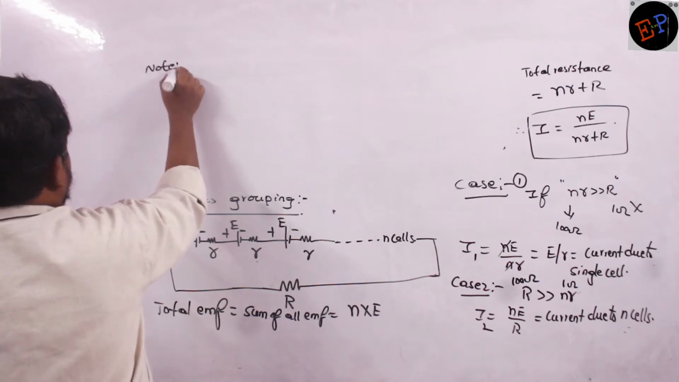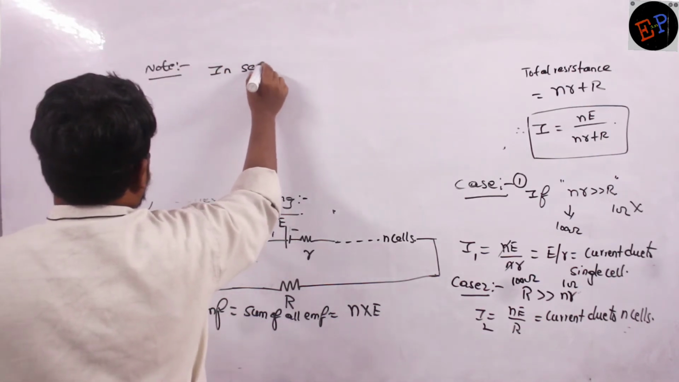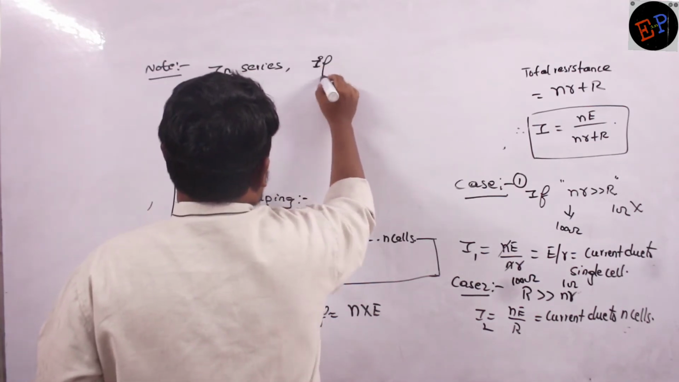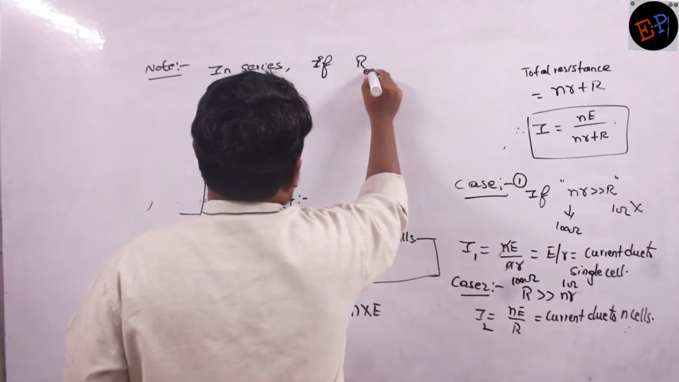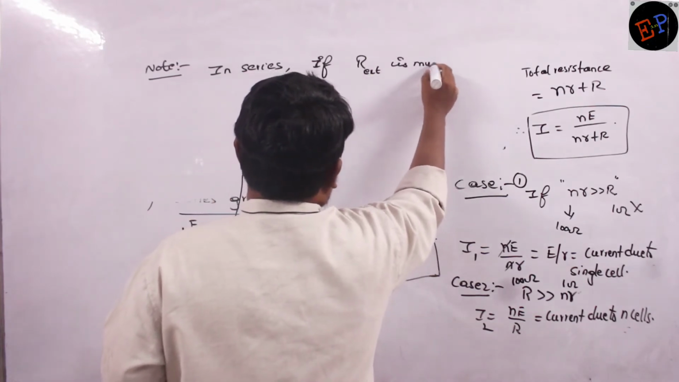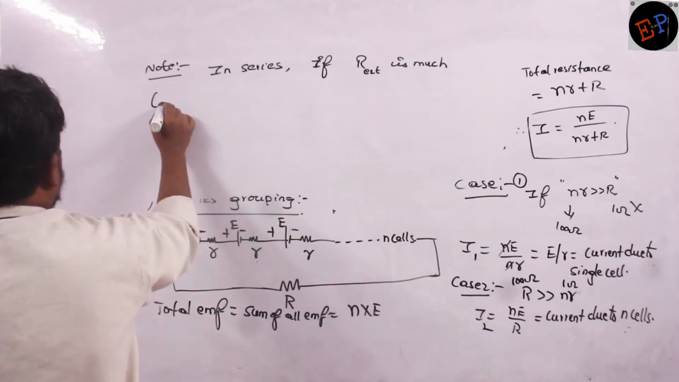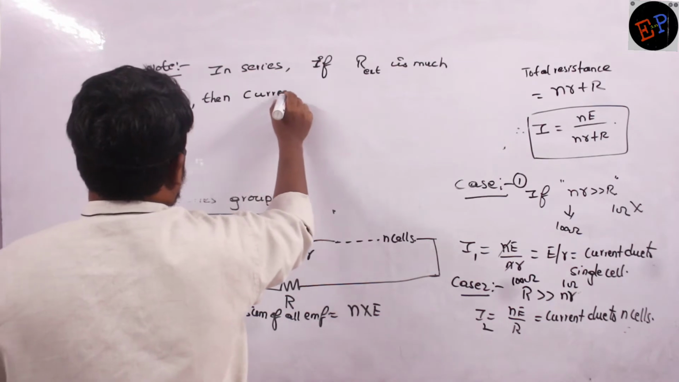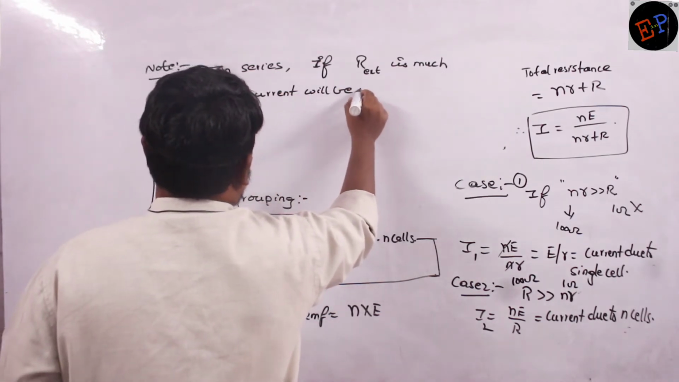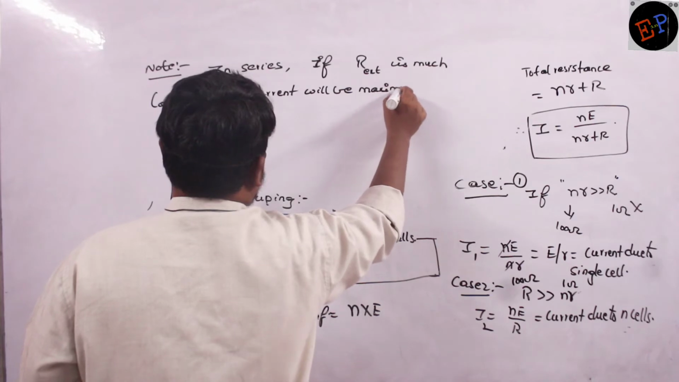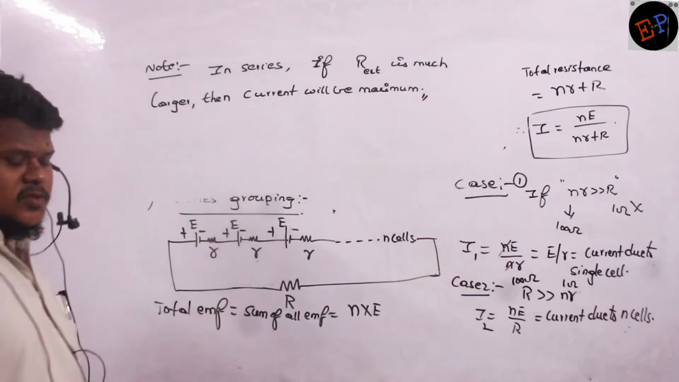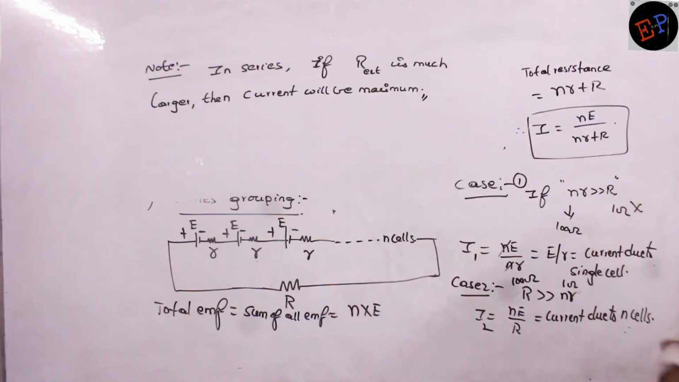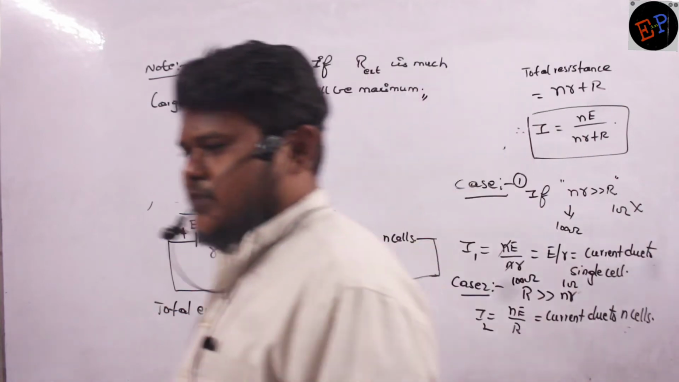Note point is that in series connection, if external resistance is much larger, then current will be maximum. So all the cells you are connecting in series connection and external resistance should be very large. Then you will get maximum amount of current from this battery.